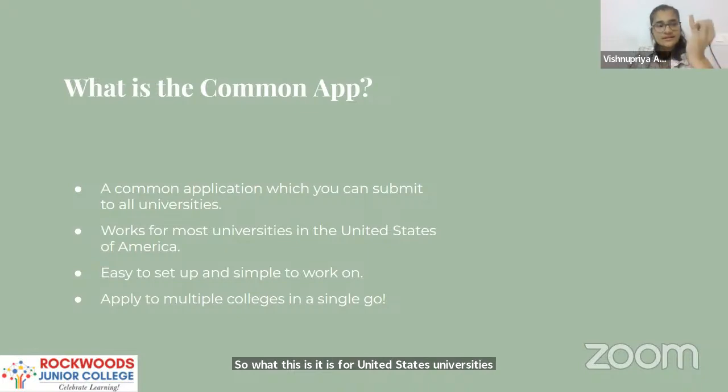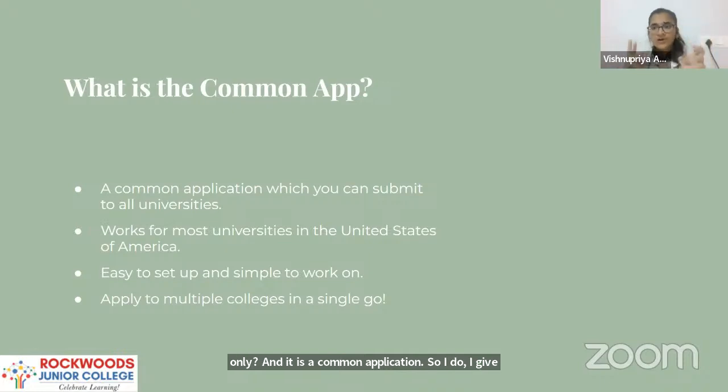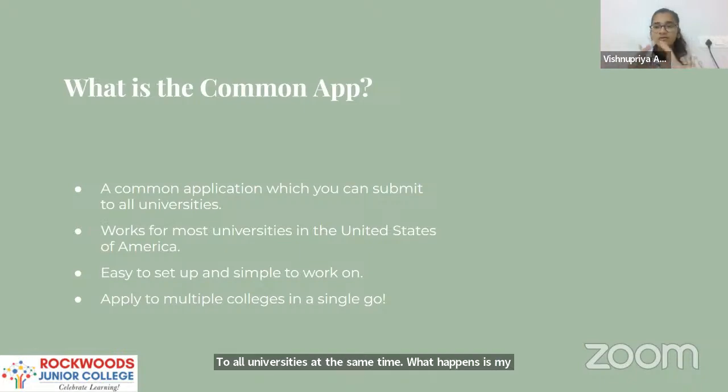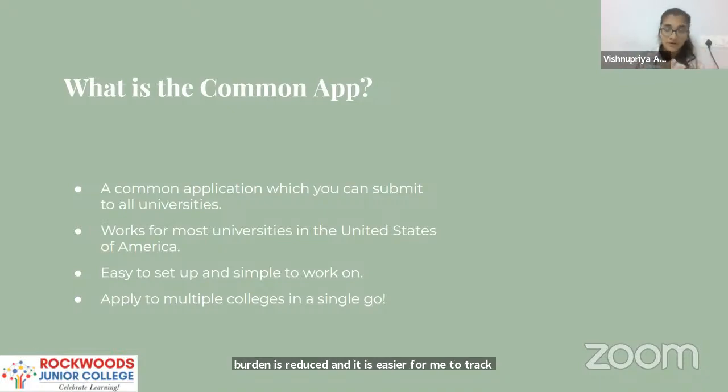So I give my personal details, my family details, my education details, and then a few important things which every university requires. All of that I put in one single application on that app or website, and then I submit it to all universities at the same time. My burden is reduced, and it is easier for me to track which university I am at what stage and what kind of application is going on.